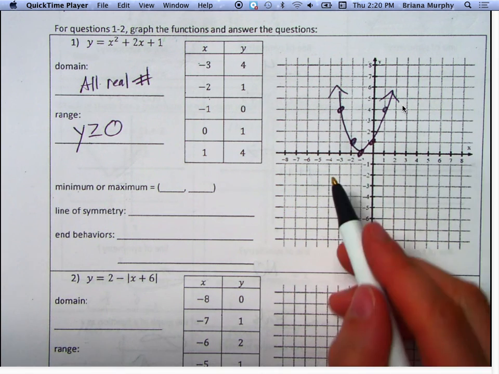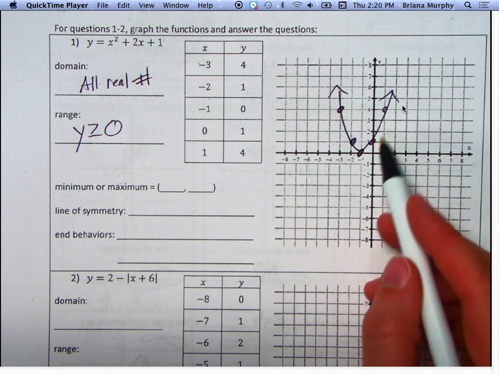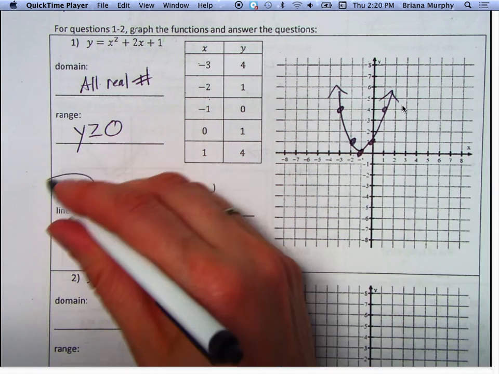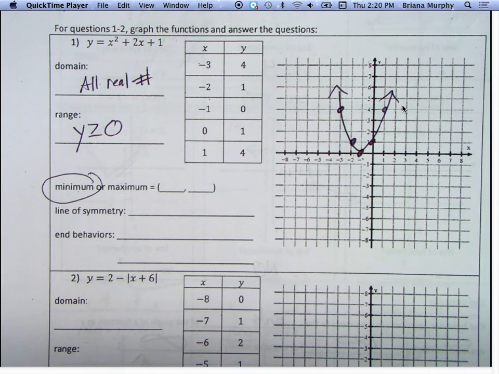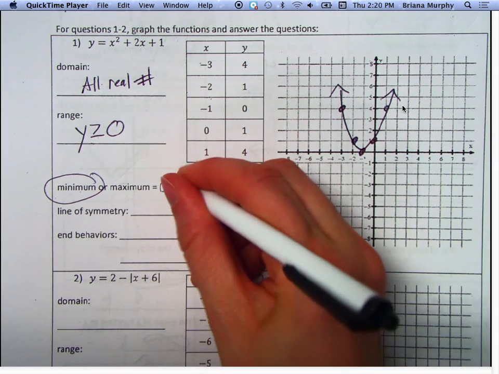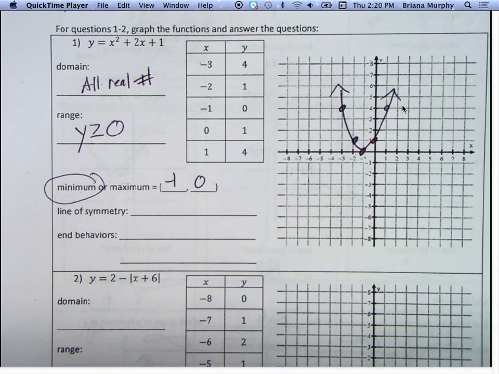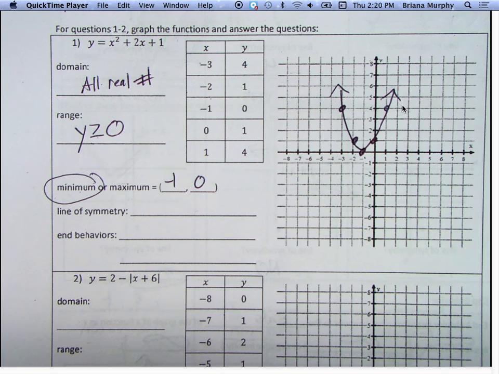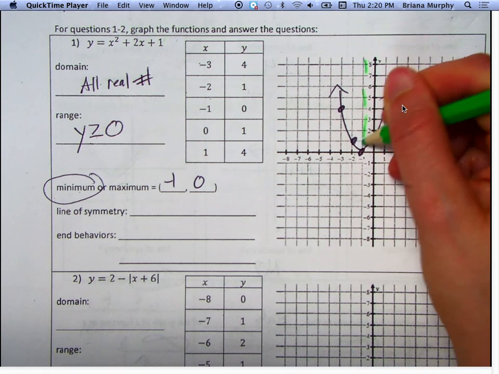Is this a minimum or a maximum? Minimum. It has a bottom. What is this bottom? What are the numbers? -1, 0. Does it have a line of symmetry? Yes. Where? At -1, right? Right here, I could fold it in half.